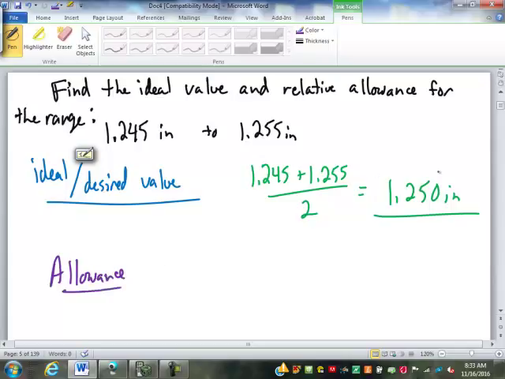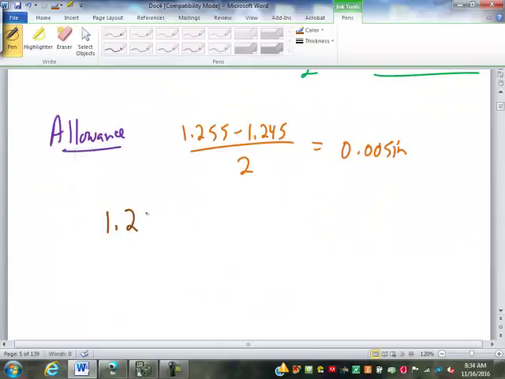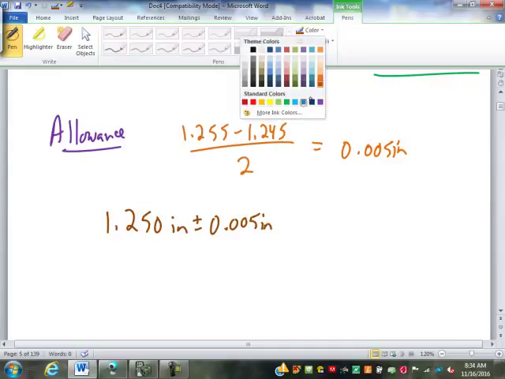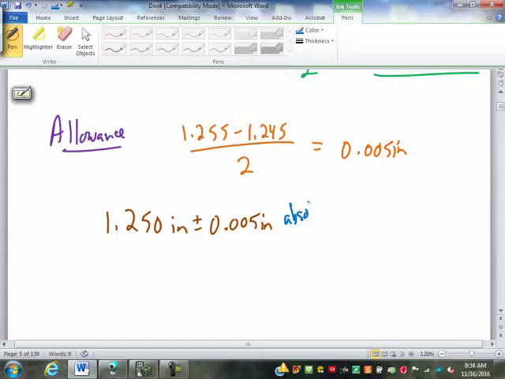but once we have the desired value, we can just take that and subtract one of the endpoints. Or we can subtract the endpoints and divide that by 2 to get 0.005 inches. So what this is currently is 1.250 inches plus or minus 0.005 inches. But that is an absolute allowance. And I requested a relative allowance.